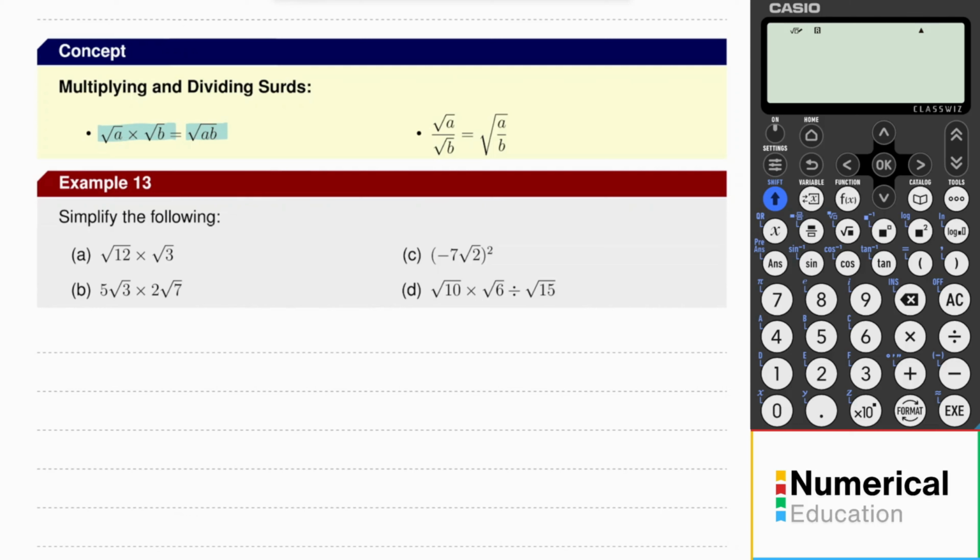Likewise with division, it's very similar. If you want to go ahead and divide two surds, it's the same thing as writing one whole surd with the division of that a and b on the inside. So quite a simple rule. We've seen this before. Let's move on to example 13 to see these applications.